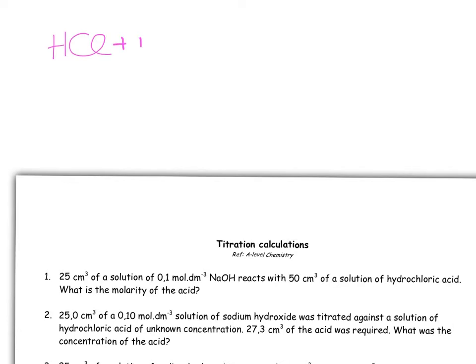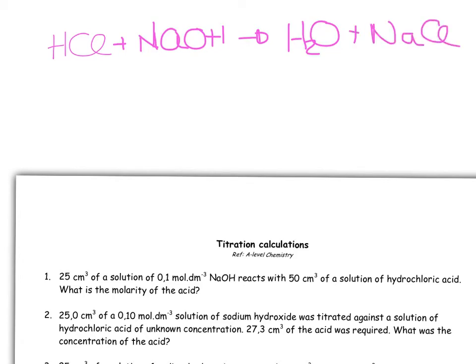NaOH, that's a capital N and a lowercase a, then OH, plus HCl, and then you get H2O and NaCl. It's a complete 1-to-1 ratio, so there's nothing difficult in it, but you are expected to do that because it's not always a 1-to-1 ratio. So you're going to go Na over Nb is equal to Ca Va over Cb Vb.